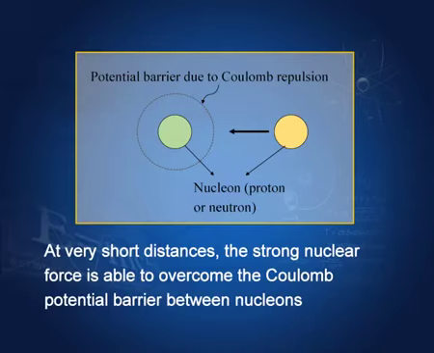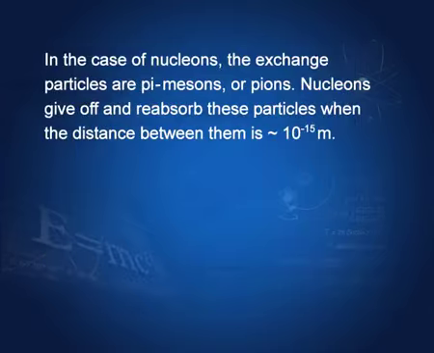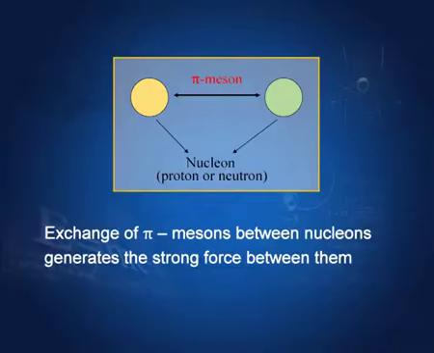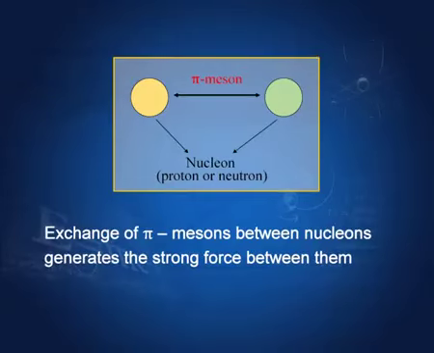At very short distances, the strong nuclear force is able to overcome the Coulomb potential barrier between the nucleons. You see, this Coulomb repulsion can be pictured as a barrier between the two protons. So, in the case of nucleons, the exchange particles are pi mesons or pions. Nucleons give off and reabsorb these particles when the distance between them is 1 Fermi. As I have been telling you, these are the two nucleons and they exchange pi mesons continuously between them, absorbing, re-emitting, and that is the reason there is strong force between them.